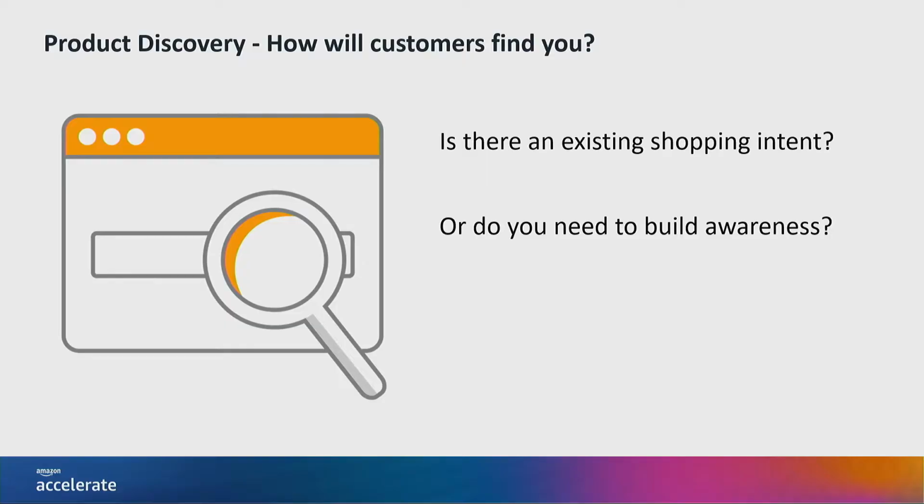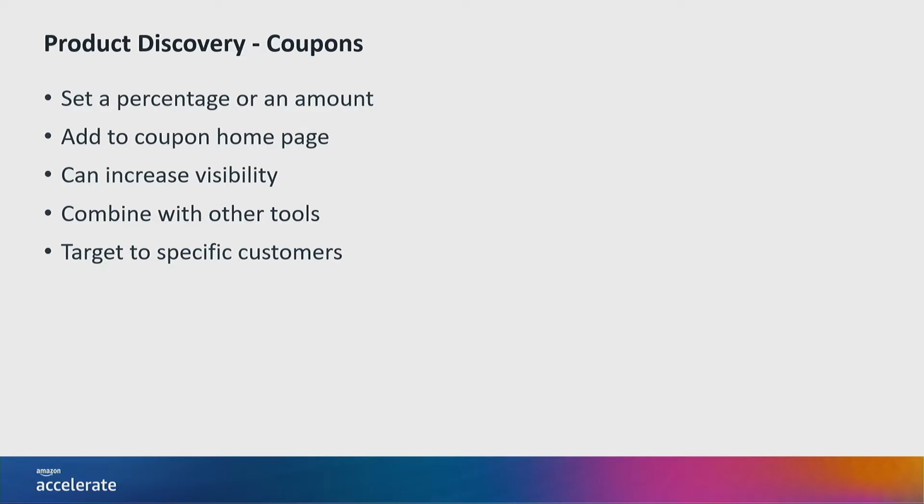When you sell online, a key question to ask is, how will customers find your product? Is there an existing shopping intent, or do you need to build awareness? That will shape your marketing plan. You'll use a mix of tools with product discovery. Having great keywords tagged to your listing helps shoppers find your product if it meets what they're looking for. And you can also jumpstart discovery with advertising products like sponsored ads, deals and coupons. We'll talk about those in other presentations. Here's a quick preview though.